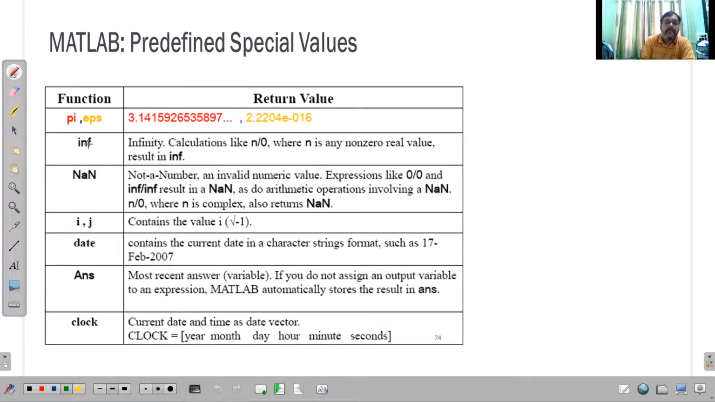There are some predefined values in MATLAB, such as pi and epsilon. Epsilon means the lowest value available. Machine epsilon is given this way. Inf is infinite. Suppose you perform 10 divided by 0, it gives infinite. For infinite, MATLAB will display Inf, not a valid number. If it is 0 by 0 somewhere, it is not a number, so it will display NaN.